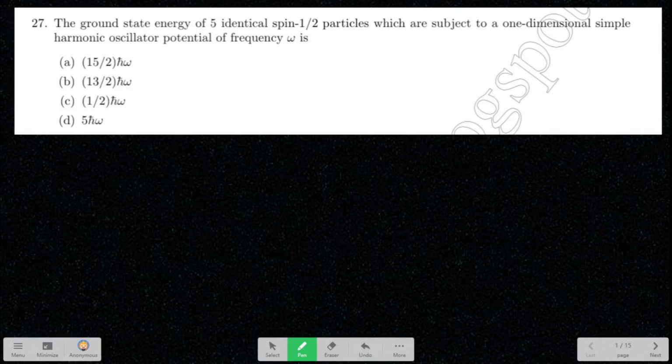Let's deal with this question from JEST 2012. Here we are given 5 identical spin half particles subject to 1D simple harmonic oscillator potential, and we have to find the ground state energy.